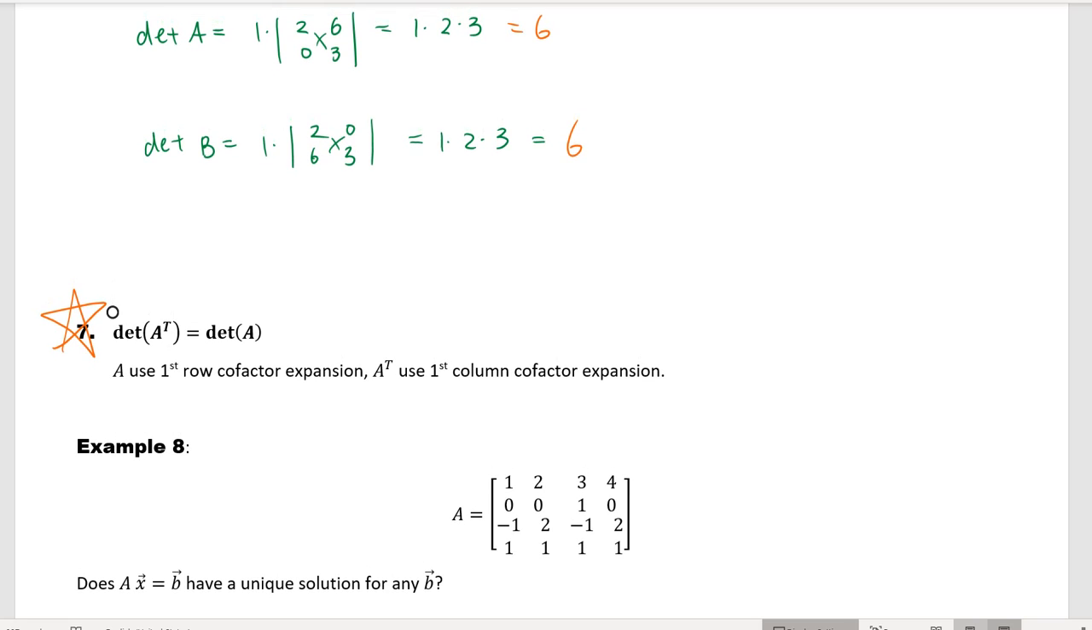And then the next one: the determinant of the transpose matrix equals the determinant of the matrix itself. Because remember what the transpose is? You just interchange the rows and columns. So if we use the first row cofactor expansion of A, it is the same as the first column cofactor expansion of the transpose. So that's why they have the same determinants. Very easy, right?